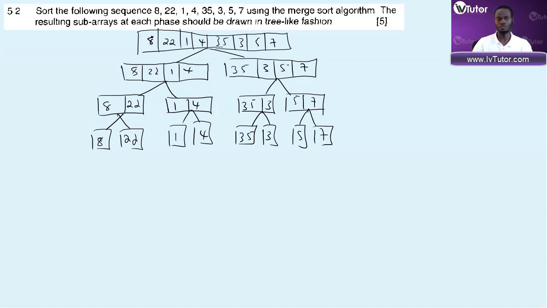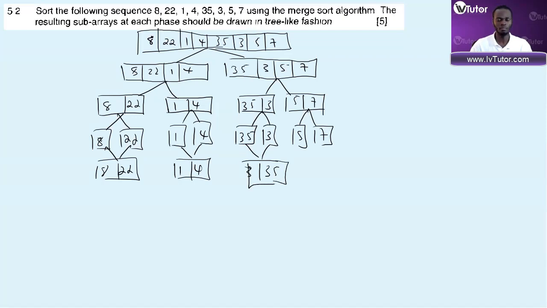And now I start merging. So I merge 8 here and 22. I end up with 8 and 22. I merge 1 and 4. I end up with 1 and 4. I merge 35 and 3. I end up with 3 and 35. I merge 5 and 7. I end up with 5 and 7.